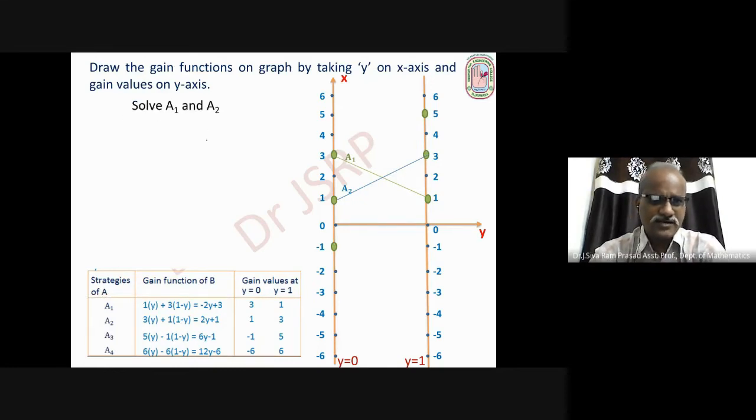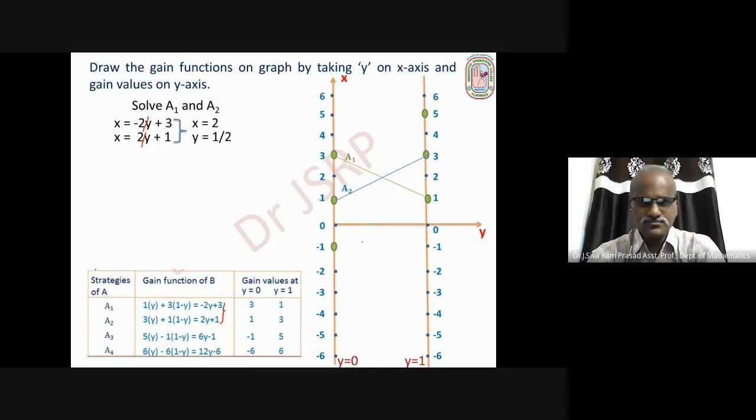Solve A1 and A2. First solve these 2 lines. Let the first line be x equal -2y plus 3, and the second line x equal to 2y plus 1. Just add, y gets cancelled. So 2x equal to 4, x equal to 2. Substitute into one of the equations, so y equal to 1 by 2. So this point is 1 by 2 comma 2.